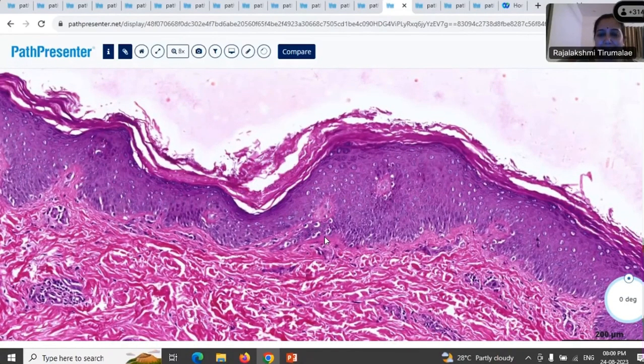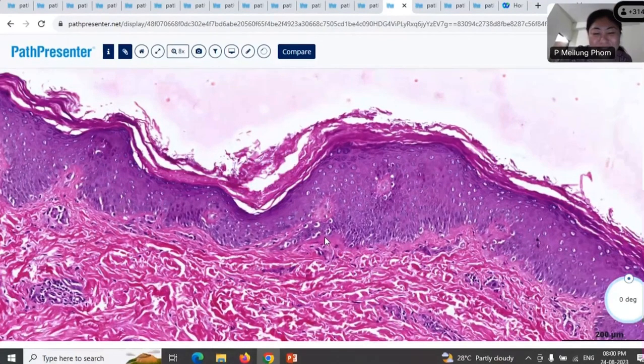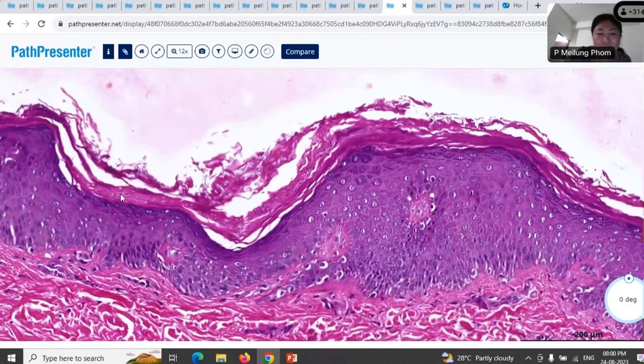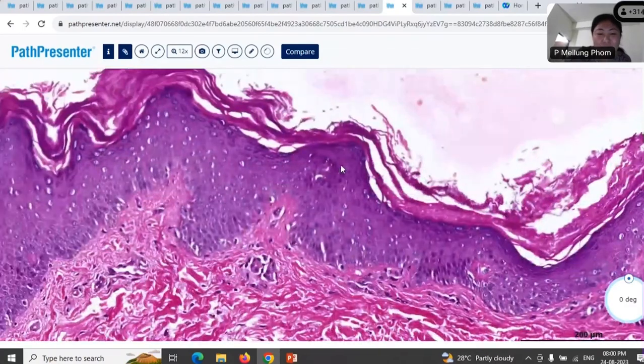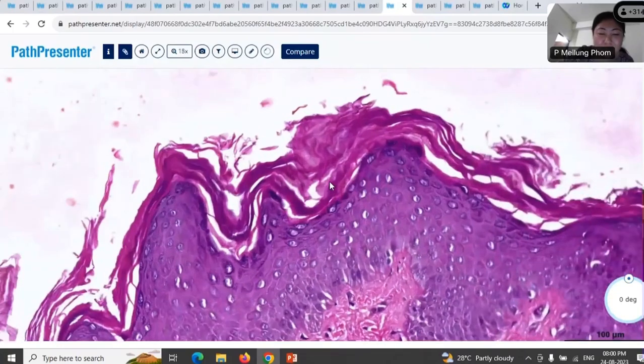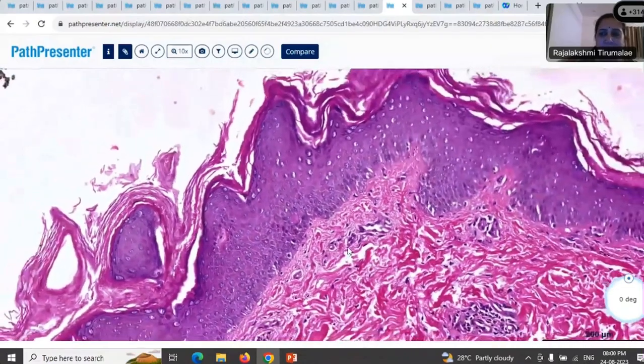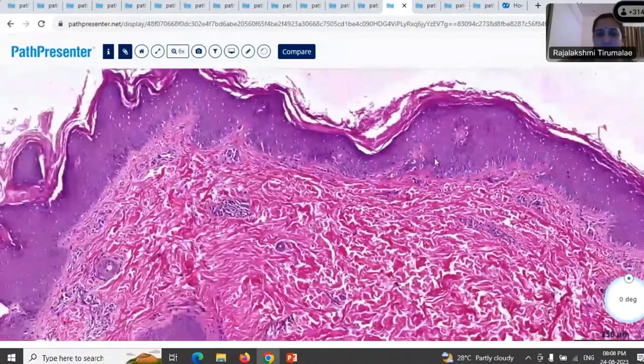How is the stratum corneum? Is it looking normal? No, right? So what is the change? What would you call this? So this is compact orthokeratosis. The only significant finding that you have here is that there's a whole lot of compact orthokeratosis, and there is slight parakeratosis if you look somewhere focally.